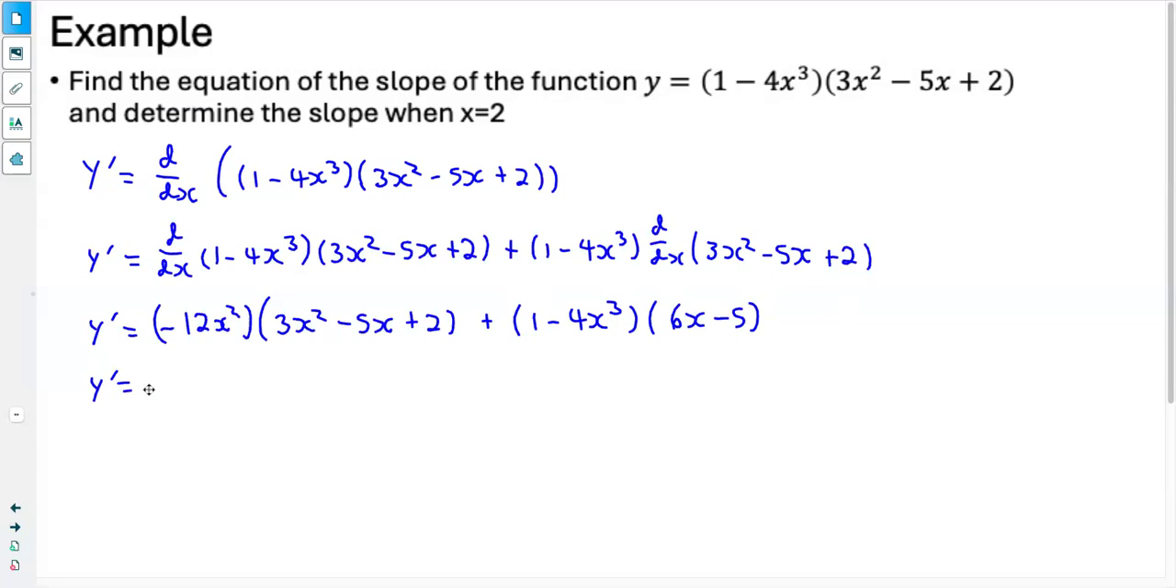So we've got y prime equals negative 12 times 3 is negative 36, so negative 36x to the power of 4. Then negative 12x squared times negative 5x would give us plus 60x cubed. Then negative 12x squared times 2 would be minus 24x squared. And then we have plus 1 times 6x is 6x, 1 times negative 5 is negative 5.